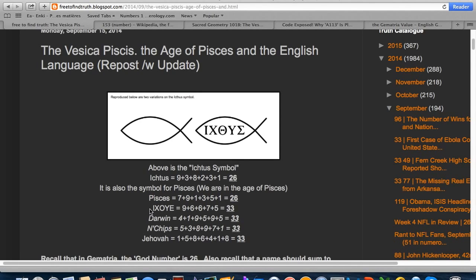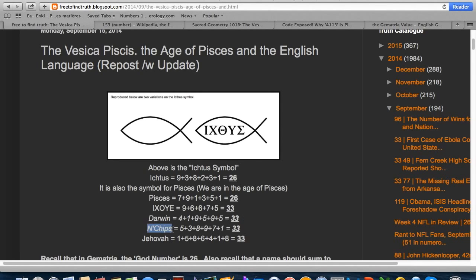Look, this common acronym, 33. The word Darwin with Pythagorean gematria sums to 33. It should be noted that Darwin died on a date with 33 numerology, as did Einstein and so many other scientists.